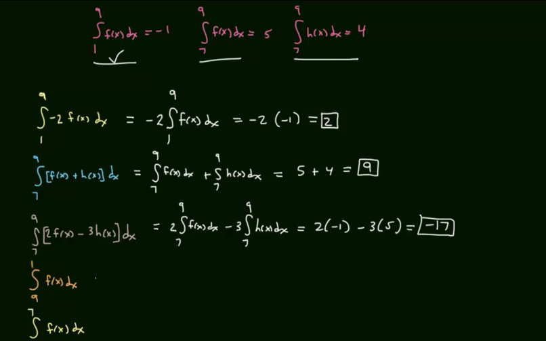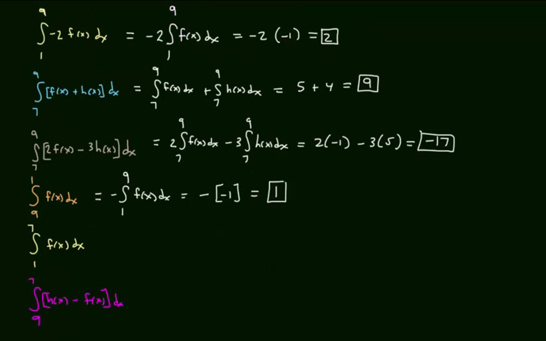This orange one goes back to the thing we did a couple examples ago, where it's going from a large to a small bound, so I can do the opposite of small to large, f of x dx, which is going to be the opposite of -1, which comes out to be +1.